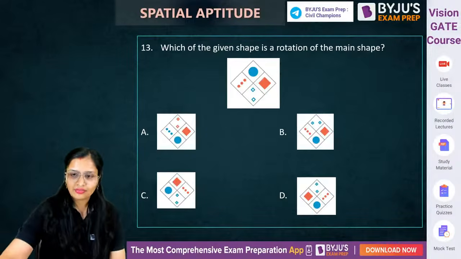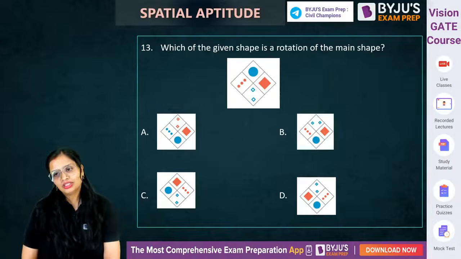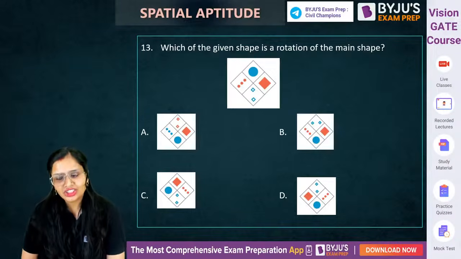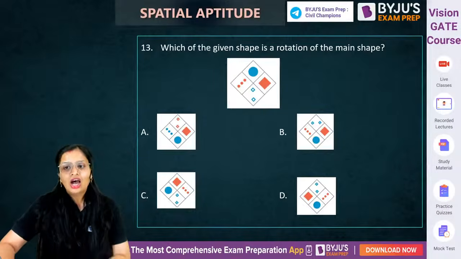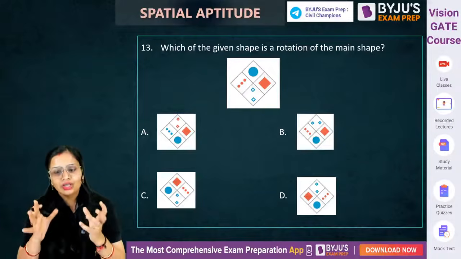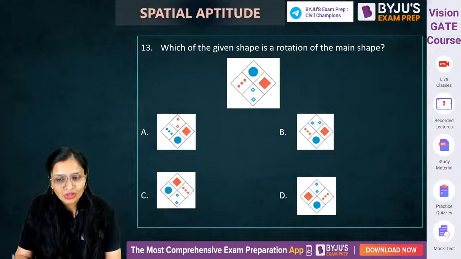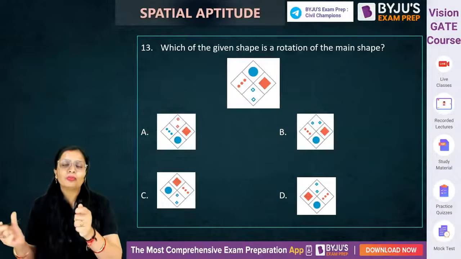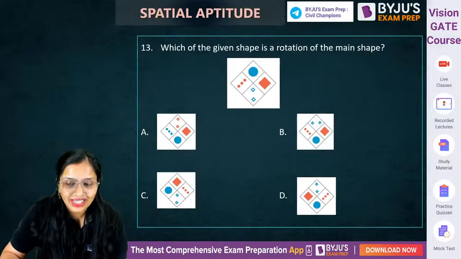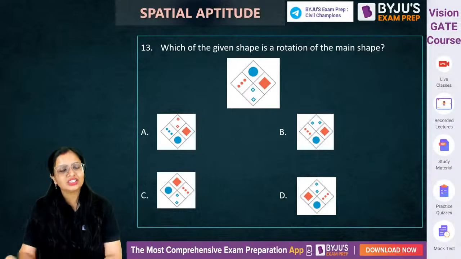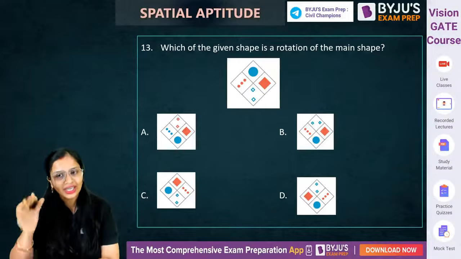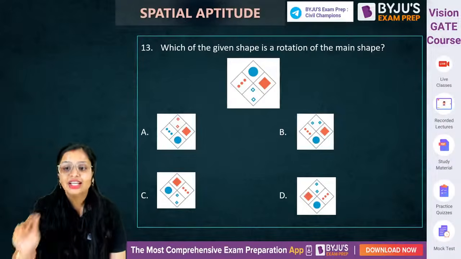Okay, now question number 13. Which of the given shape is a rotation of the main image? So this is the main image. What will be the rotation of the main image? Out of these, which is the image which you will rotate, you will get this main image. Check it out.